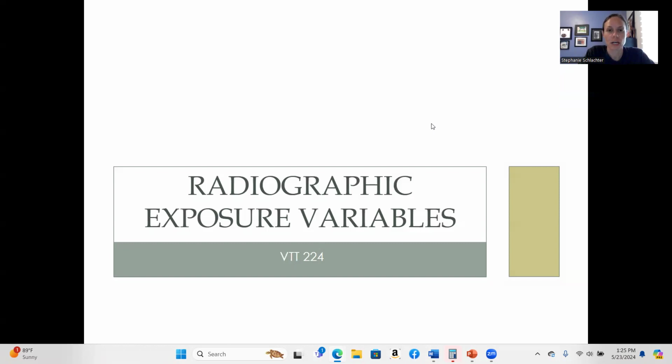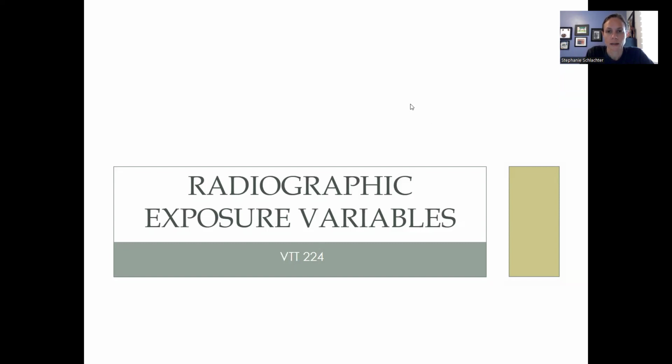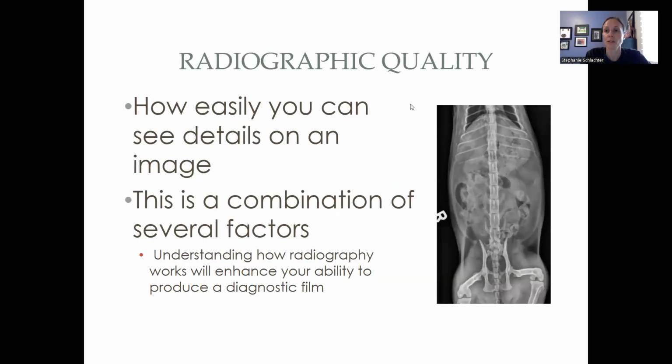All right, so first up today, we are going to talk about radiographic exposure variables. So kind of the breakdown of what's going to affect how our radiographs actually look and how they're exposed. Okay, so the first thing we're going to talk about is the quality of our radiographs. When we're talking about quality, that's not necessarily referring to positioning, that's referring to the actual image itself. So how easily can you see the different details on an image?